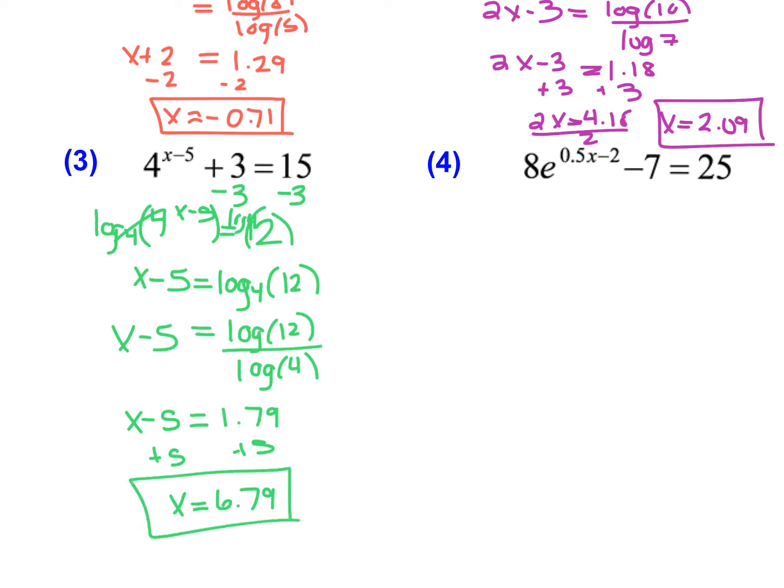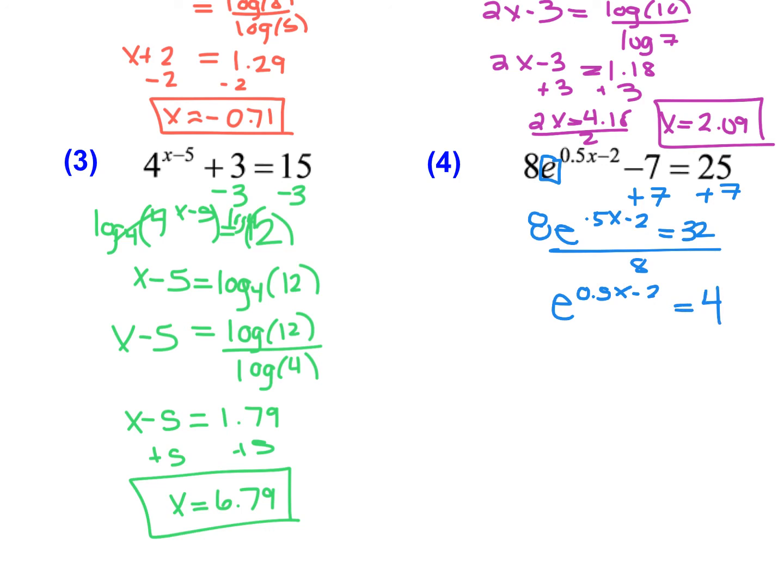Finally, in example 4 here, remember, again, we need to get this exponent base by itself. Until we have that, we can't use that little exponent trick. So I'm going to add 7 to each side to start. So I have 8 times e to the power of 0.5x minus 2 equals 32. Divide both sides by 8, so I have e to the power of 0.5x minus 2 is equal to 4.